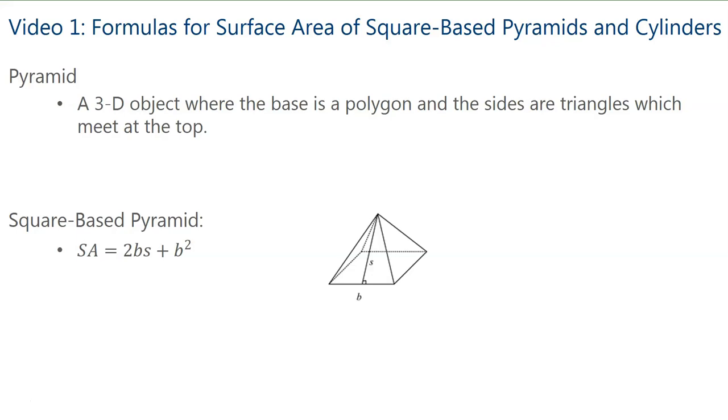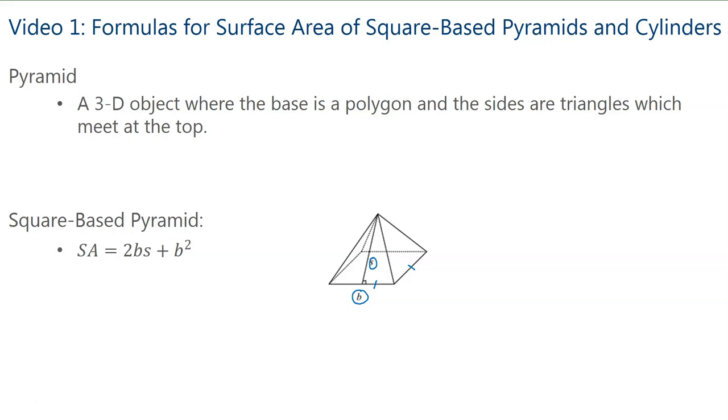Now our focus is going to be on square base pyramids, meaning the bottom is a square. So those two lengths are equal. And because those two lengths are equal, then all four triangles are going to be equal as well. Now the formula for the surface area of a pyramid is 2 times b times s, where b is the base of the triangle, and s stands for the height on the side, plus b squared. So now let's dissect this formula to see where this came from.